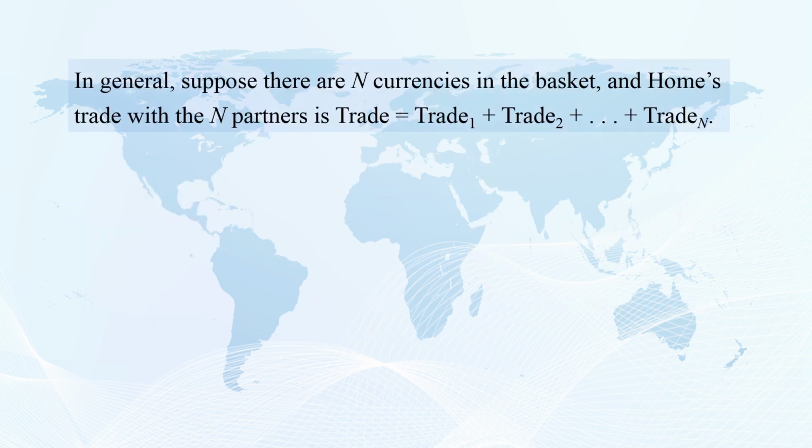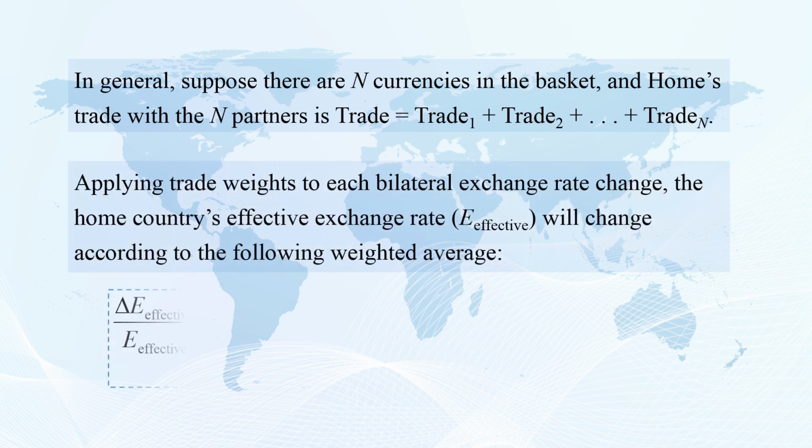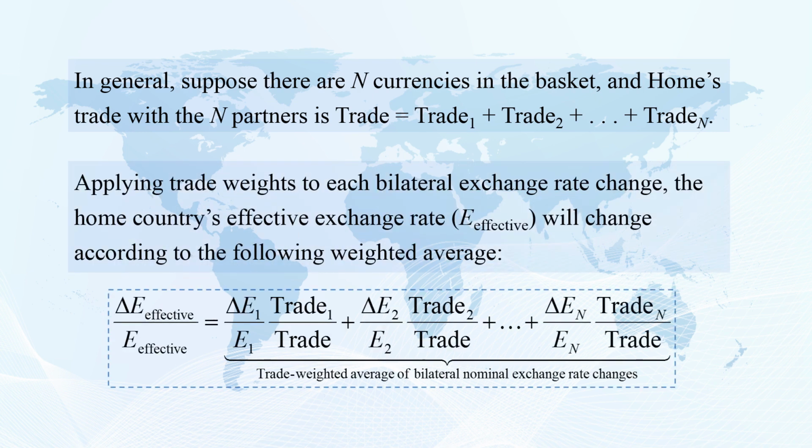In general, suppose there are n currencies in the basket, and home trades with m partners. Trade is equal to trade sub 1 plus trade sub 2 plus ... plus trade sub m. Applying trade weights to each bilateral exchange rate change, the home country's effective exchange rate will change according to the following weighted average: the change in the effective exchange rate over the effective exchange rate is equal to the trade weighted average of bilateral nominal exchange rate changes.